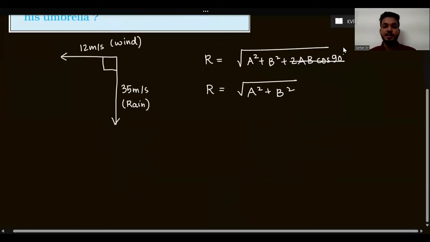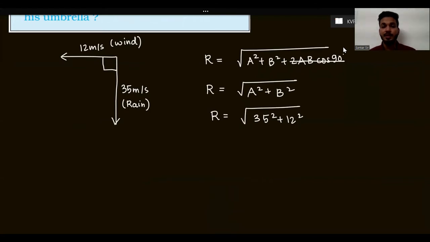So here, all you have to do is under root of 35 square plus 12 square. Let me do 35 square. I don't know how much 35 square is. So 5 fives are 25, 2 comes out. 3 fives are 15, plus 2 is 17. 3 threes are 9, plus 3 is 12. So this is 1225. Plus 12 square is 144.